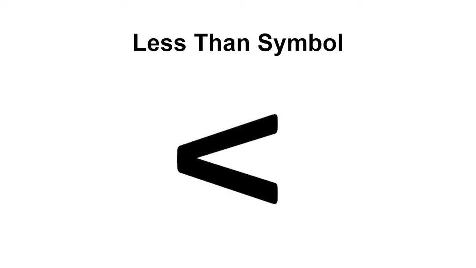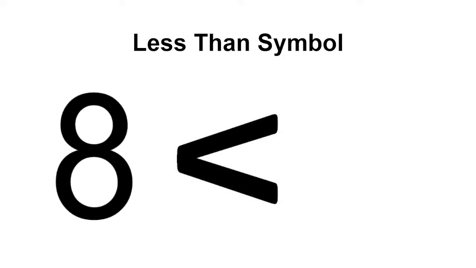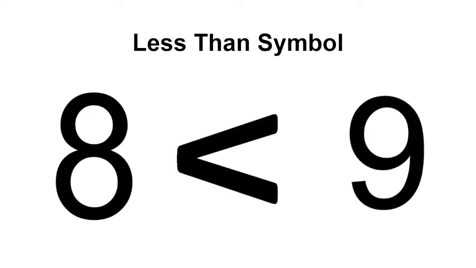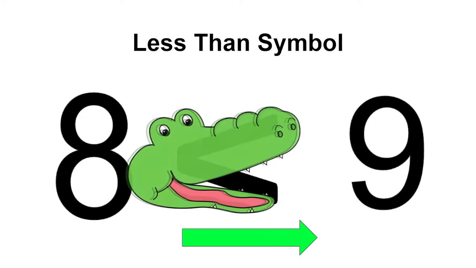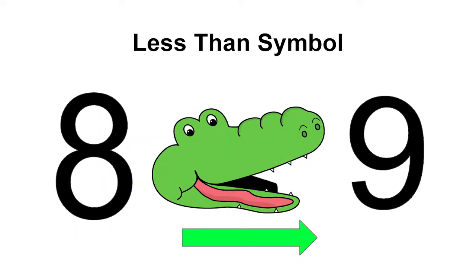Sometimes our first number is not greater than. It is less than. Here we have 8 is less than, what's one more than 8? 9. 8 is less than 9. The smaller end of the symbol is facing the smaller number, and the larger end of the less than symbol is facing the larger number. Here comes our alligator. It passes the smaller number and goes right up to the bigger number, ready to take a bite. This number sentence says 8 is less than 9.